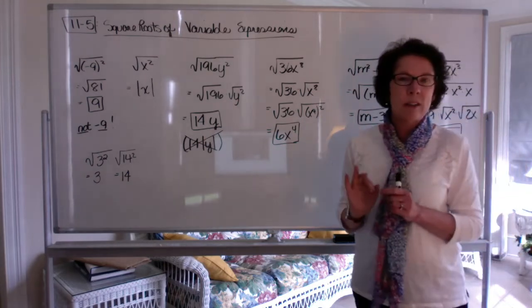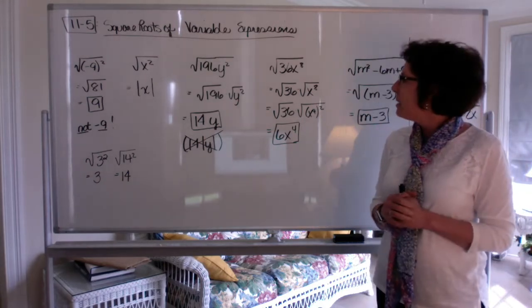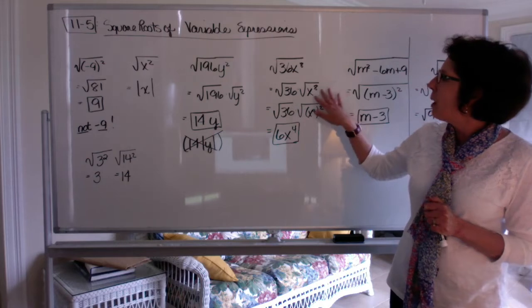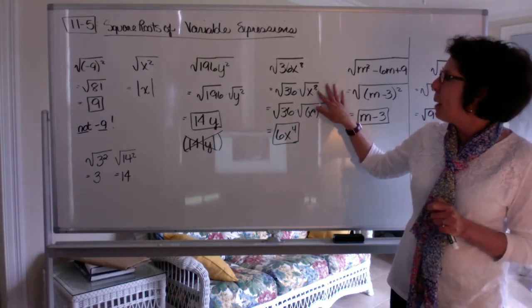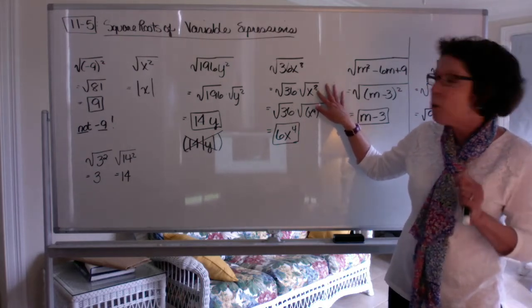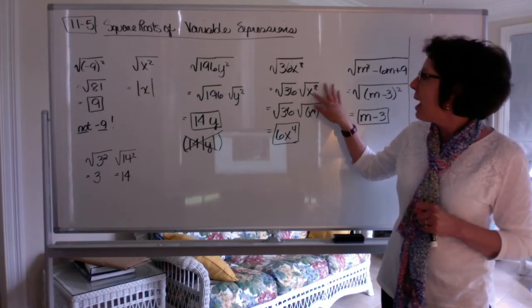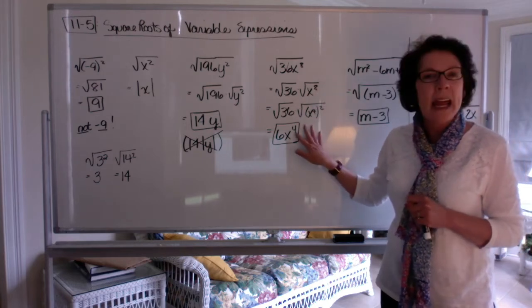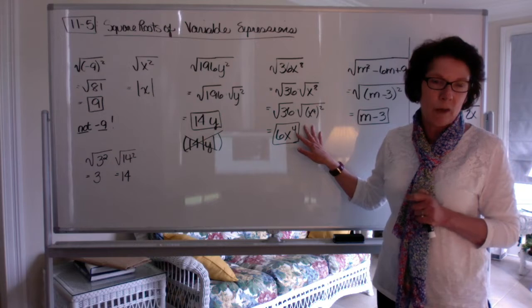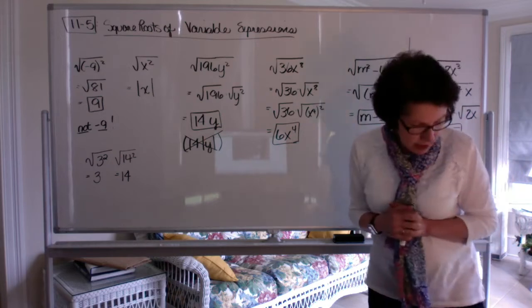Now let me give you just a quick little tip here. Whenever you're taking the square root of a variable to a power, you just divide the power by 2. So the square root of x to the 8th would be x to the 8 divided by 2, or x to the 4th. Just a little hint to help you out.